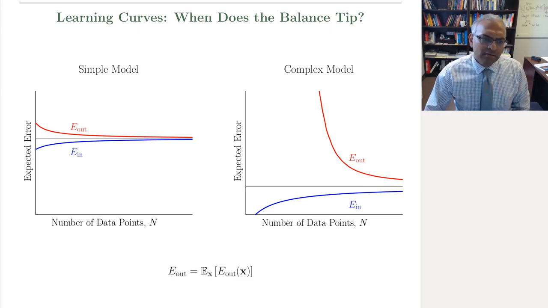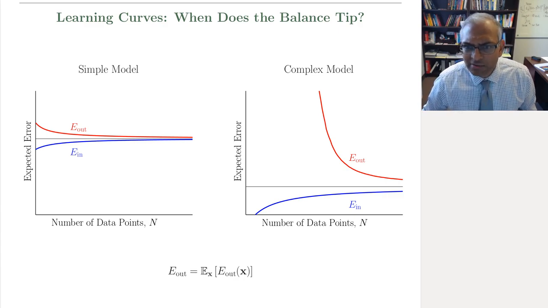If you have a simple model with a small number of data points, your in-sample error and out-of-sample error are comparable, and that's what the VC analysis says. There's not much you can do, but it's close to E out. When you have a complex model with a few data points, your in-sample error will always be lower than for the simple model, but the out-of-sample error will be huge. It's only when you get more and more data points that the in-sample error and out-of-sample error converge, you get the smaller error bar, and then the out-of-sample error drops below that of the simple model. So there is a number of data points above which you would choose the more complex model and below which you choose the simpler model.